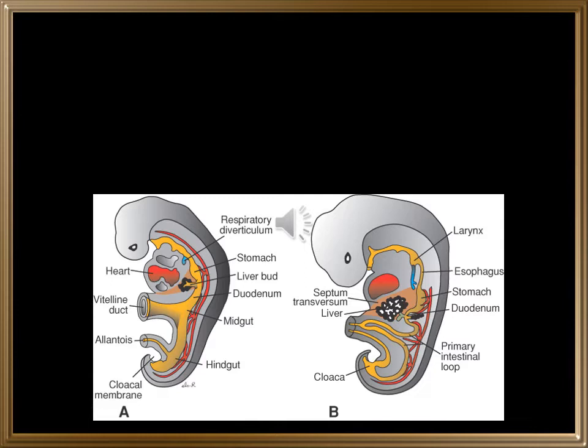So, if we know the arterial supply, we can always say with authority that this particular structure has been derived from foregut or midgut or hindgut. That we shall see soon.